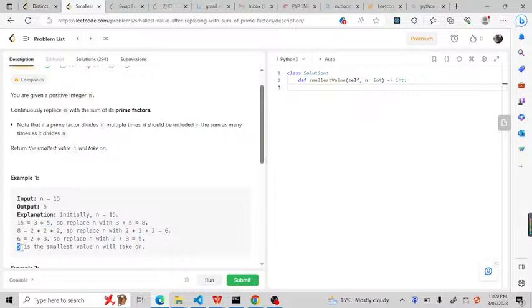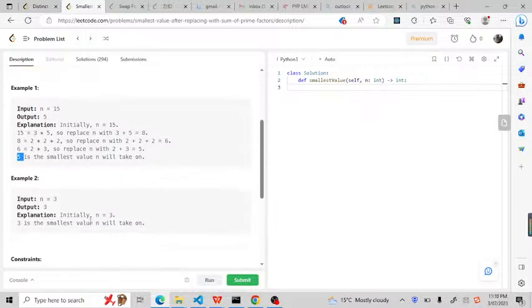And when it goes to 5, 5 is the smallest value because you cannot divide anymore. Maybe you can divide 1 times 5, but 1 is not a prime number, so you cannot divide anymore, so you need to return 5. For number 3, because you cannot divide anymore, you will just return 3.